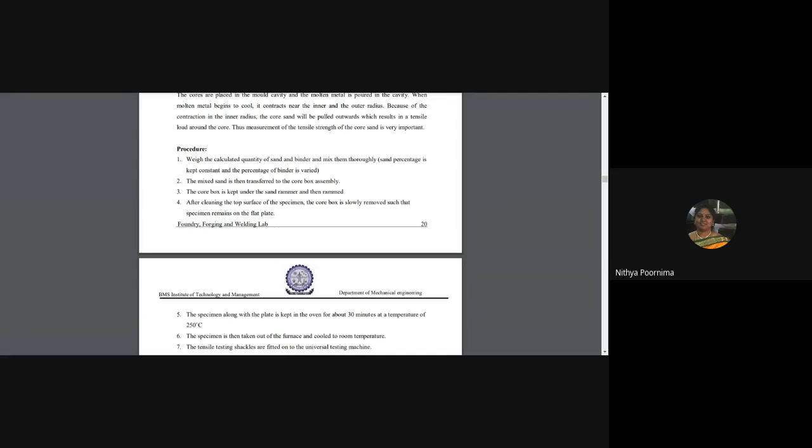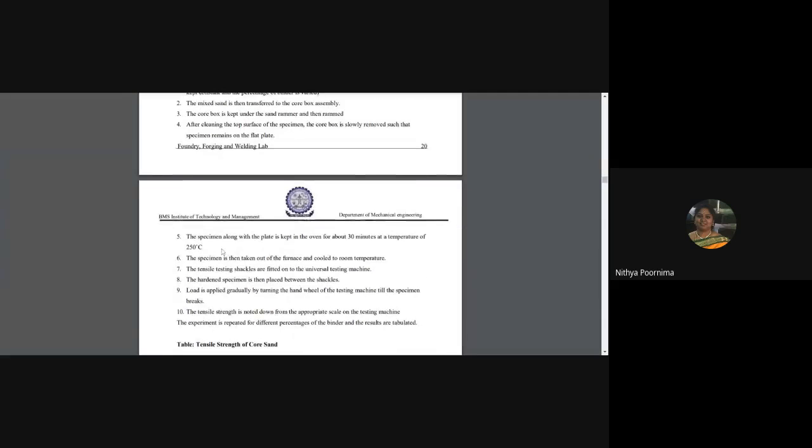After it has gone through the ramming process, the top surface of the specimen will be cleaned and the core box will be removed. Then the specimen remains on the plate, and you take this plate along with the specimen and place it in the oven for about 30 minutes at a temperature of 250 degrees Celsius. Then you remove the sample from the furnace and allow it to cool to room temperature.